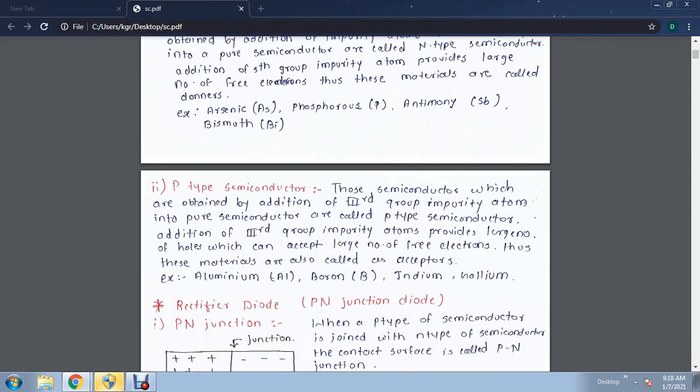Here I will ask one question. P-type semiconductor examples: boron, phosphorus, antimony, bismuth. Which one is correct? Boron is the correct answer. Again, I am asking: n-type semiconductor example is boron, indium, gallium, or phosphorus. Which one is correct? Phosphorus is correct.